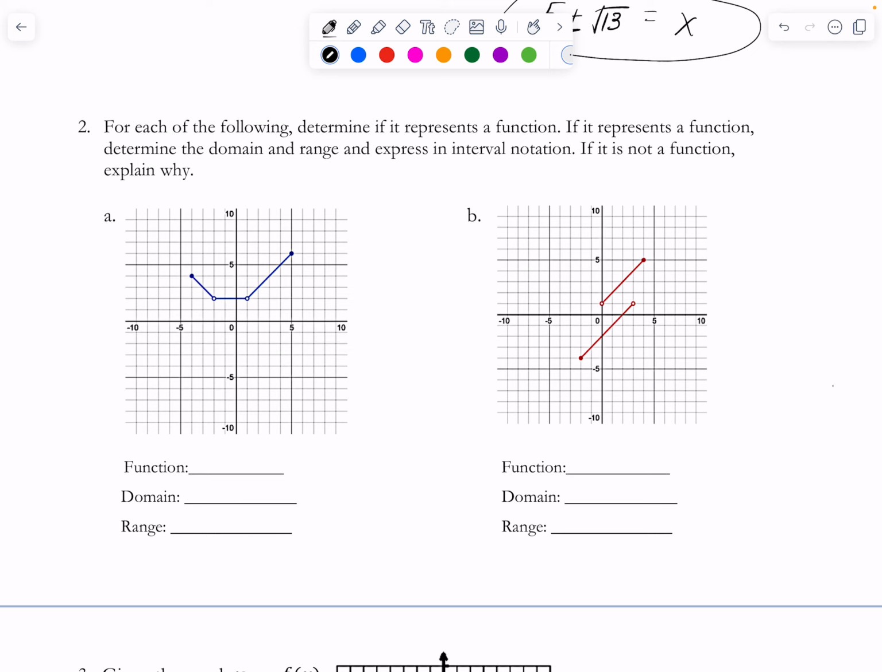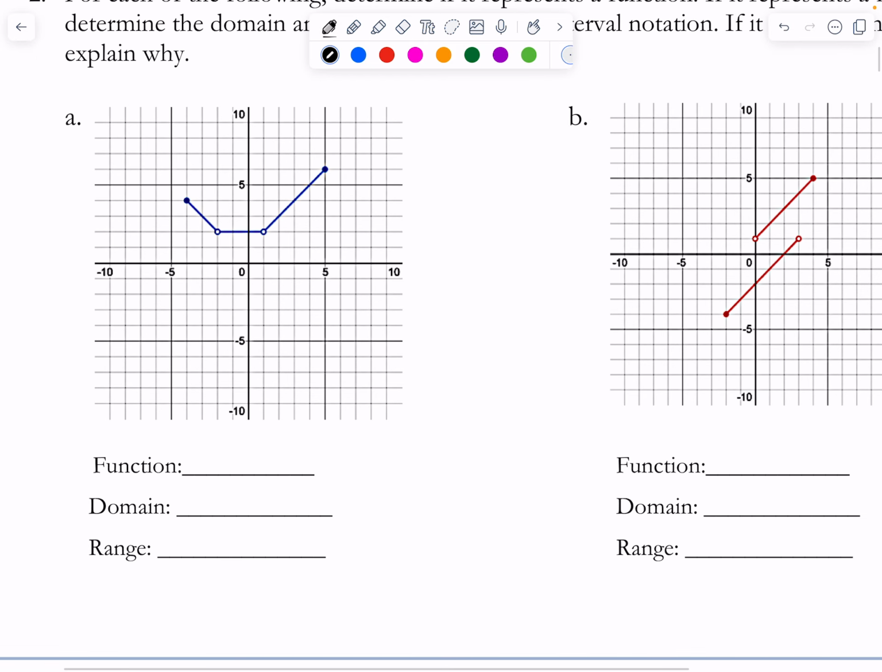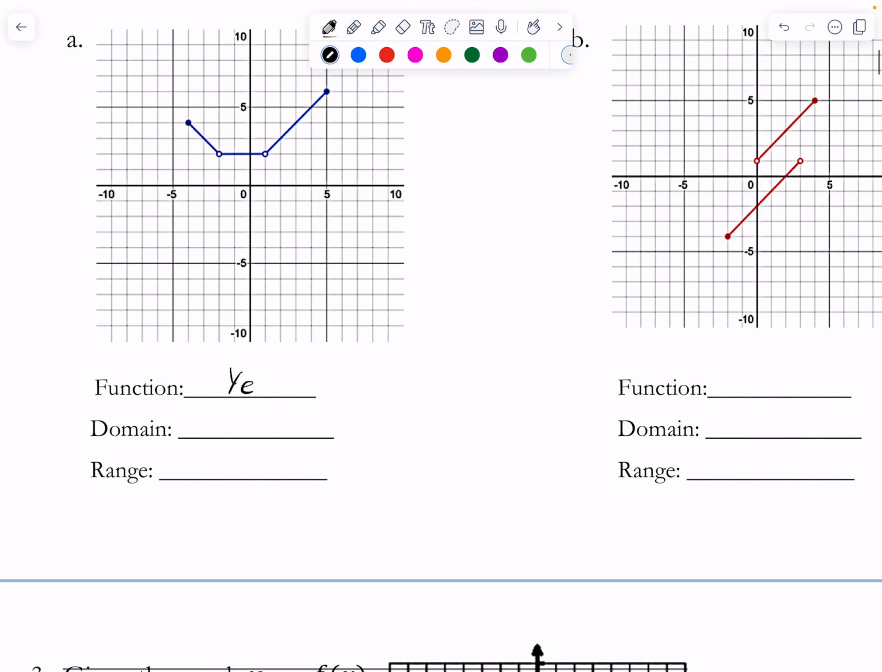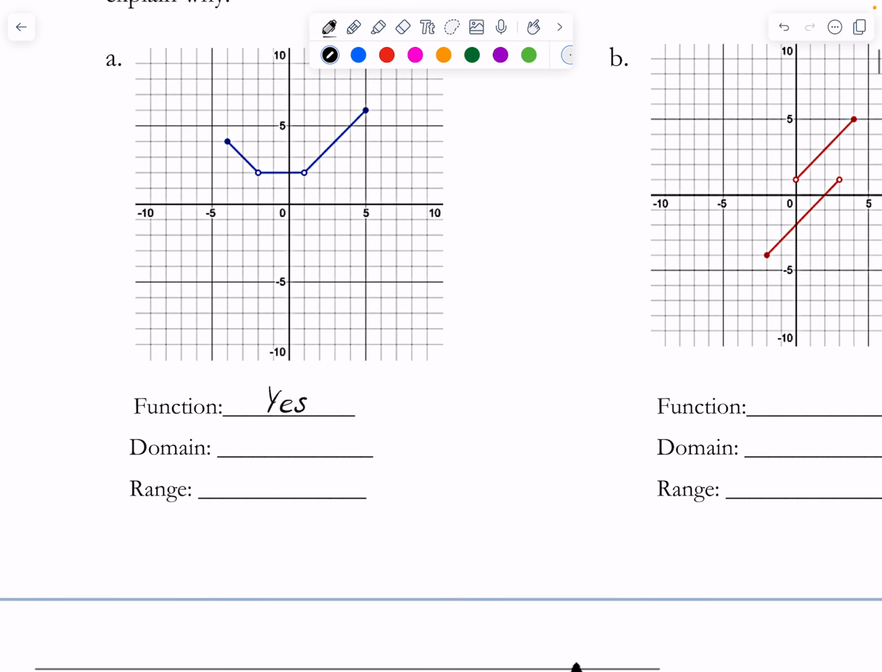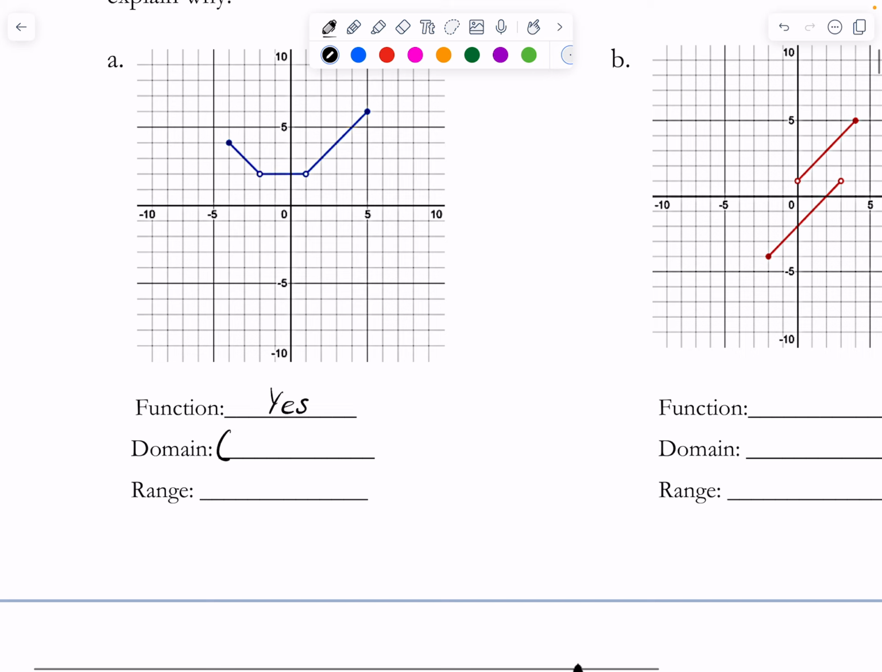Okay, so the first one is definitely a function because it passes the vertical line test. It's not like a long function, but there's no vertical line that hits more than 1 point. So yes, it is a function. It passes the vertical line test. For the domain, this is going to be a little tricky here. So we're going to have multiple intervals going from negative 4 to negative 2.